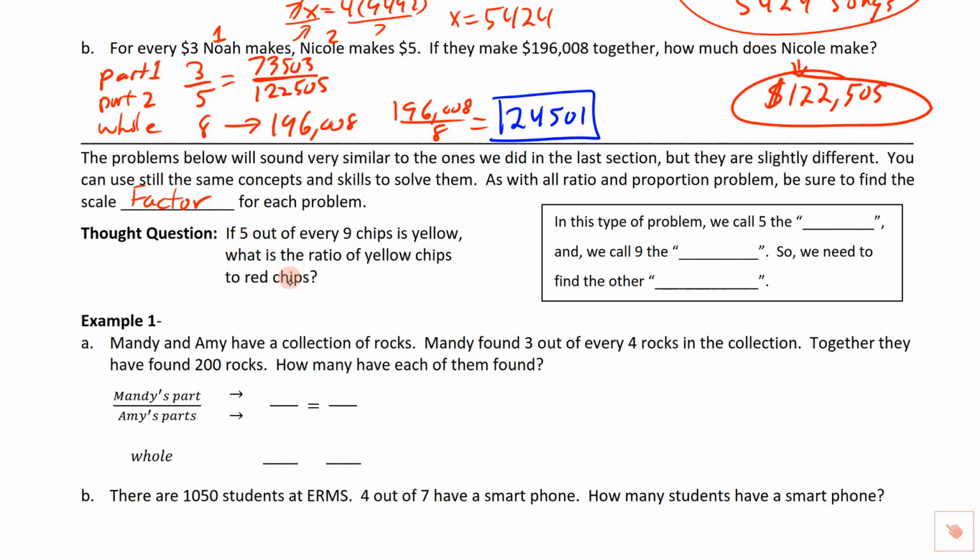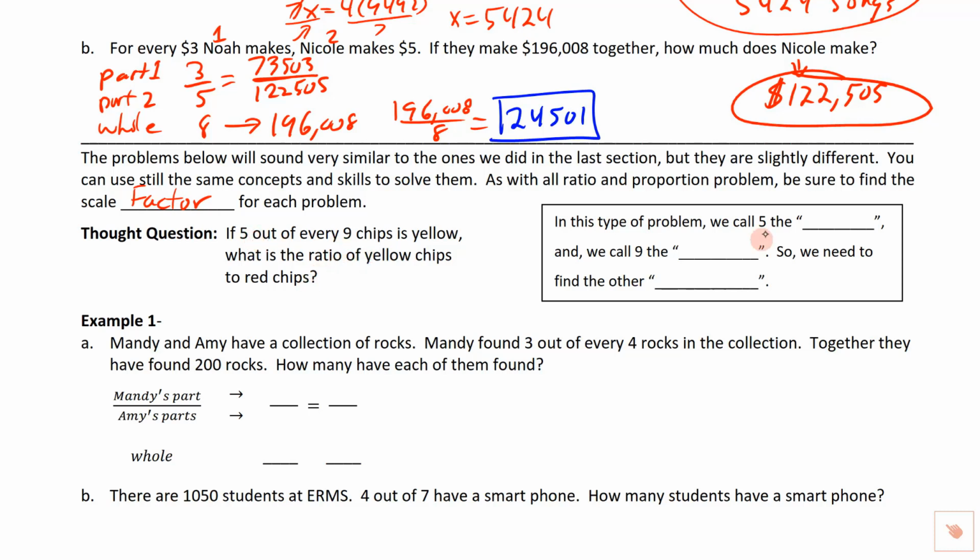Okay, so here's a thought question for you, and you're going to need to be able to answer this question or figure this out in order to do today's problems. So it says 5 out of every 9 chips is yellow. What is the ratio of yellow chips to red chips? So again, back to that 2-color chip activity that we did. So it says 5 out of 9 chips is yellow. Well, 5 out of 9, so it doesn't tell us how many red there are here.